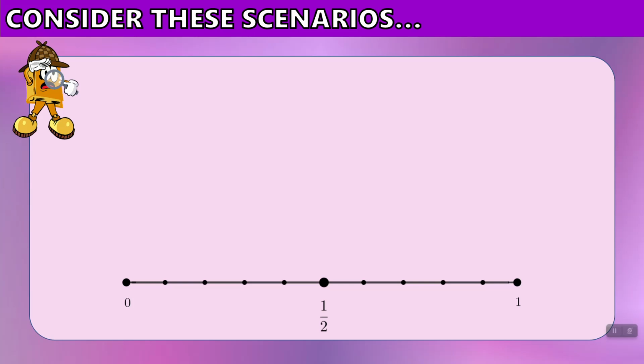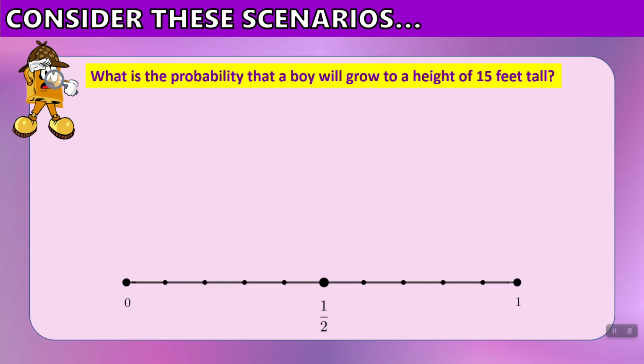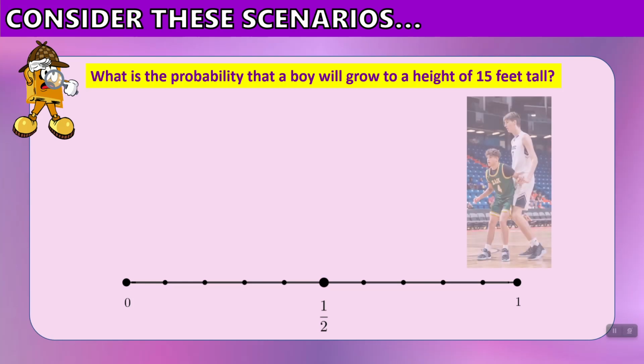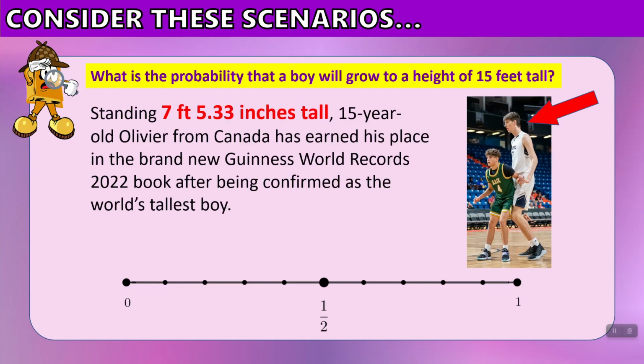So let's consider these scenarios. What is the probability that a boy will grow to a height of 15 feet tall? Think about that for a second. 15 feet tall. Where would that fall on the probability scale between 0 and 1? Well, let's look at this. This person is named Oliver from Canada, standing at 7 feet, 5.33 inches tall. He's earned his place in the brand new Guinness Book of World Records in 2022, confirmed as being the tallest boy in the world.